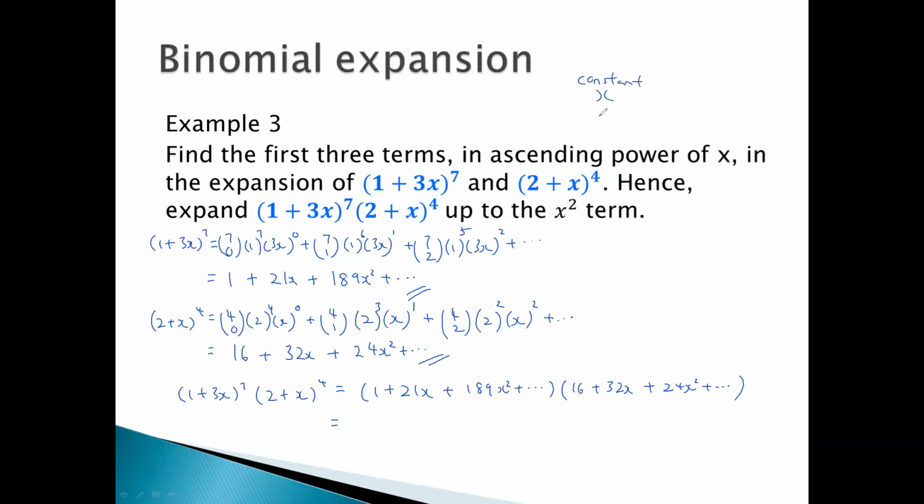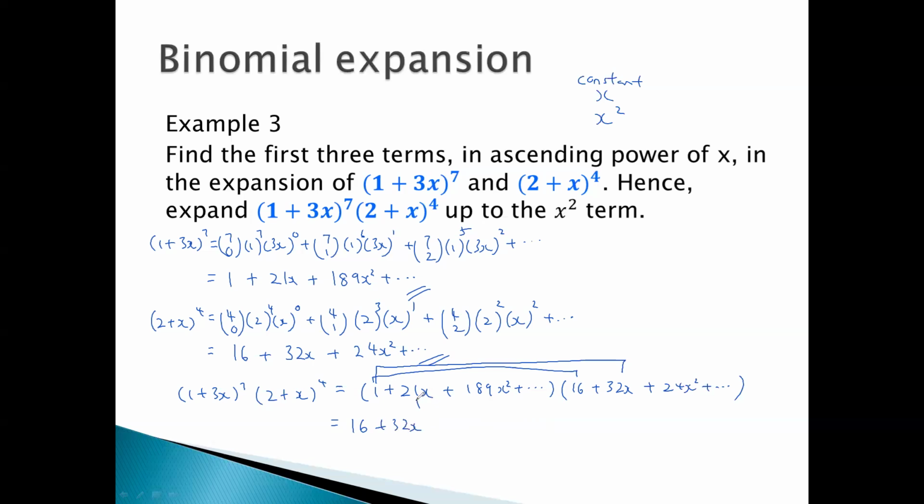Okay, so if they want up to the x squared term, you need your constant, you need your x term, and you need your x squared term. So you have to ask yourself, firstly, I want my constants. Constants will be 1 times 16, so it will be 16. Secondly, I want my x terms. So how do you get your x terms? Namely, 1 times 32x, which is 32x.